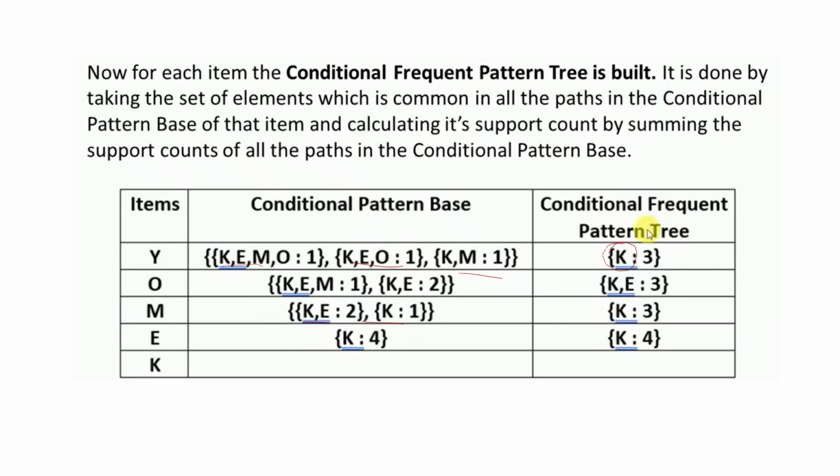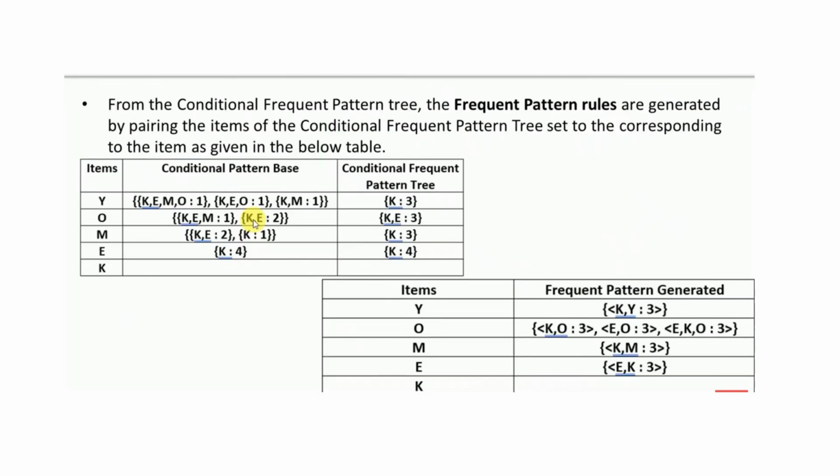Now we go for the frequent patterns generated. This is the final table for finding the frequent patterns generated, out of the previous table. From the table, we see how we have drawn the frequent patterns. So now our item is Y, and from the conditional frequent pattern K for Y, the value is 3. K and Y alone, so we write the set K and Y is 3.